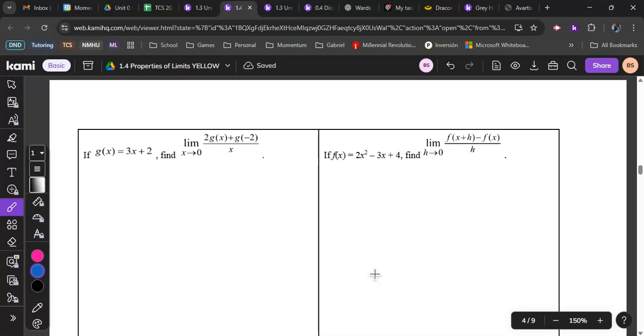All right. So if I have a function of g of x and I'm asked for the limit of a bunch of composite functions, I need to actually work it out. So what I'm going to do is rewrite it. The limit as x approaches 0 of 2 times all of g of x plus g of negative 2. So now I'm just going to plug negative 2 in here. What's negative 2 times 3?